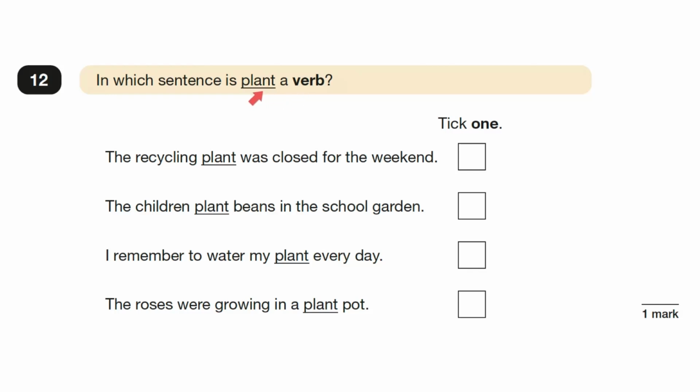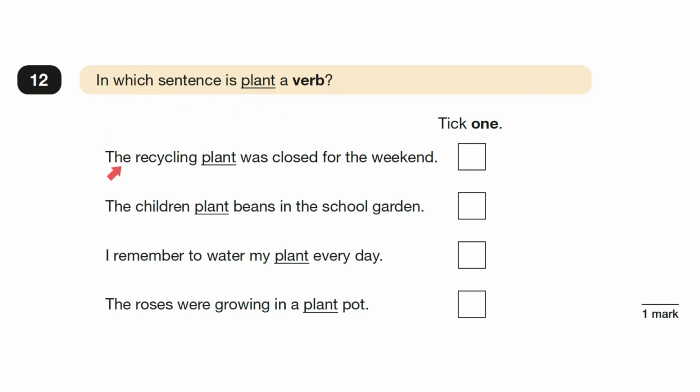So as a noun, a plant is a plant that you would find in a pot. You can see a plant, you can touch it. We need to think about the verb plant as to put something in the ground, to plant a seed, which is the process, the physical action of putting something in the ground.